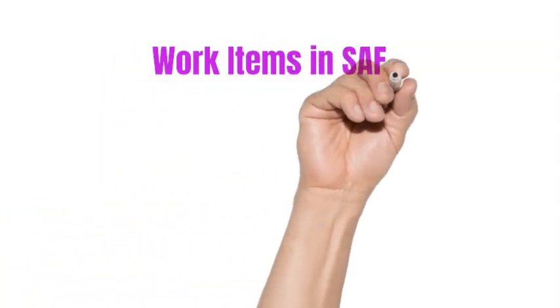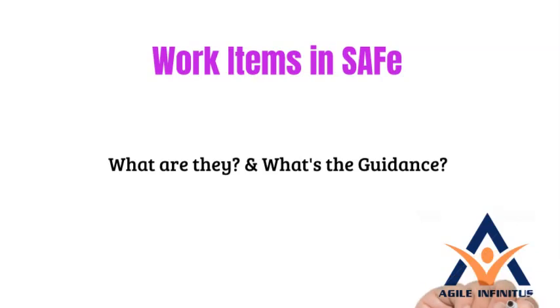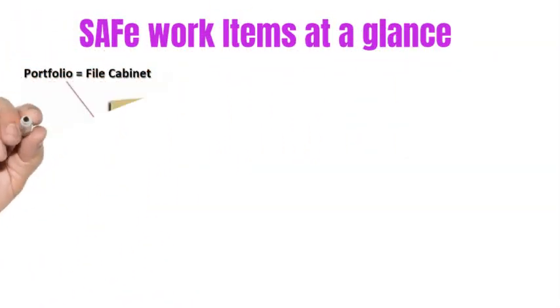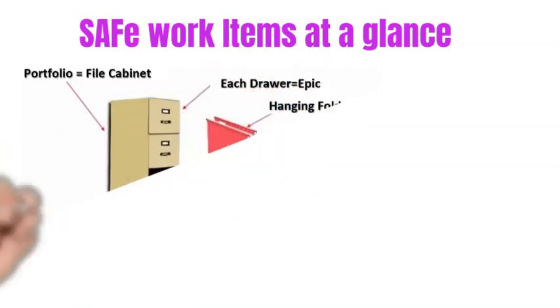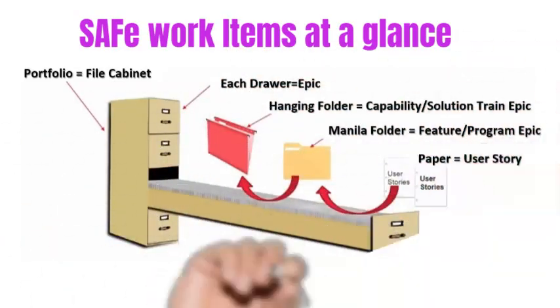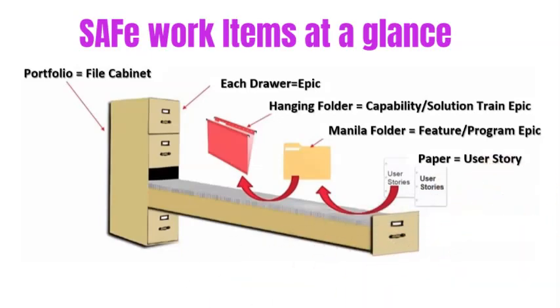Let's talk about work items in SAFe. So in the Scaled Agile Framework, we have various work items. Some of them are called epics, some are called capabilities, some are called features and stories, and so on. So let's talk about these work items in detail.